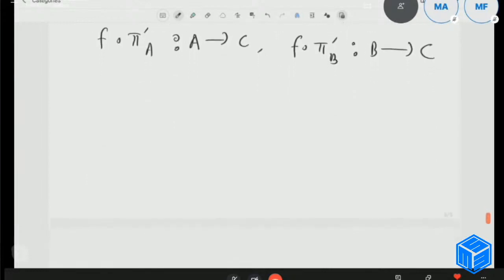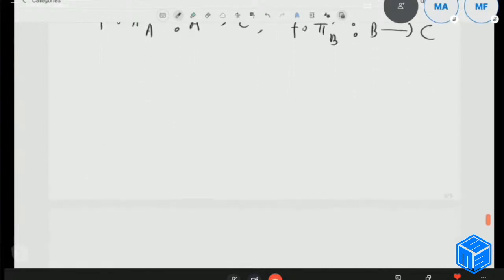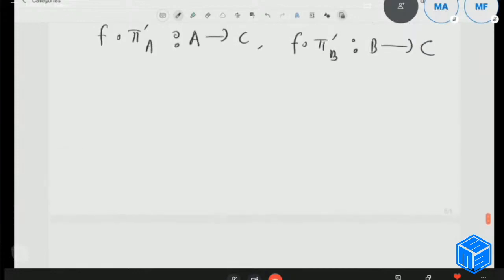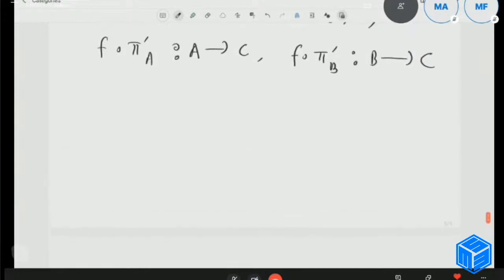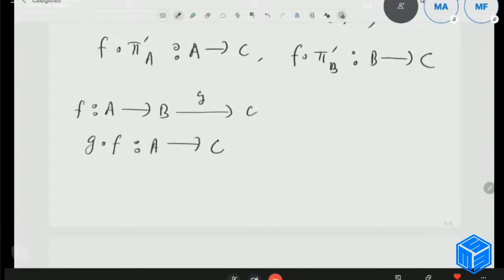So what exactly are we using here? What are all the properties that we're using here? We have this idea of functions between sets, right? And whenever we have another function from B to some set C called G, we have this function G compose F from A to C. And that's pretty much it.